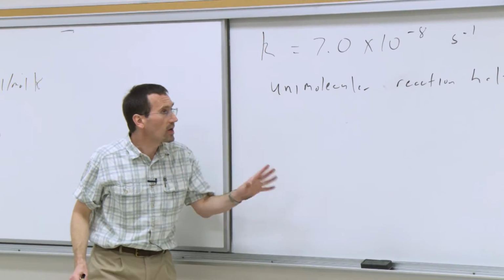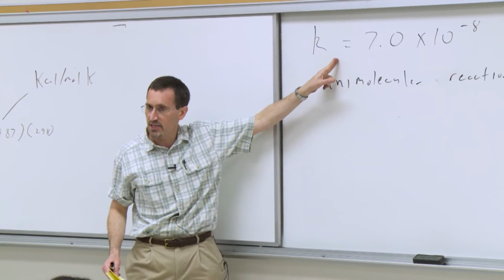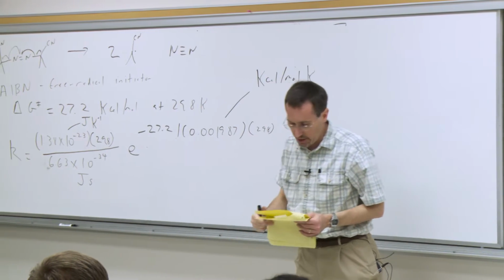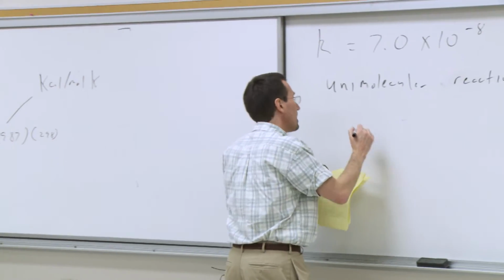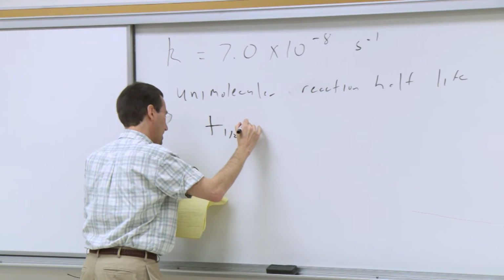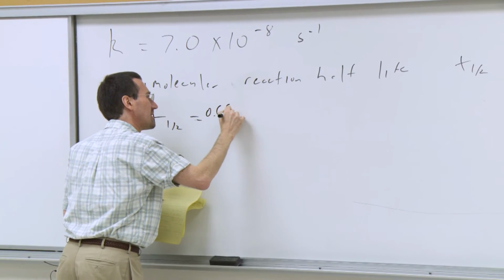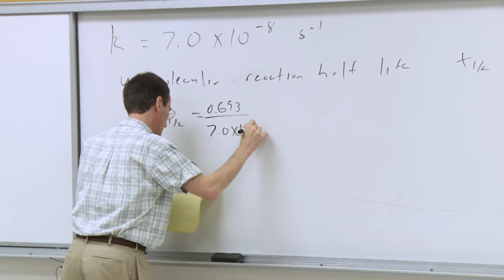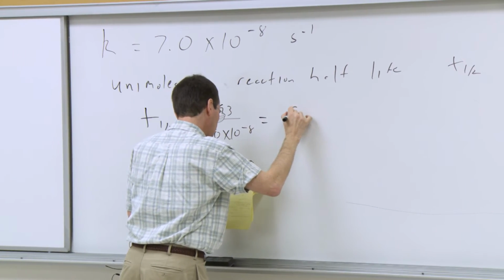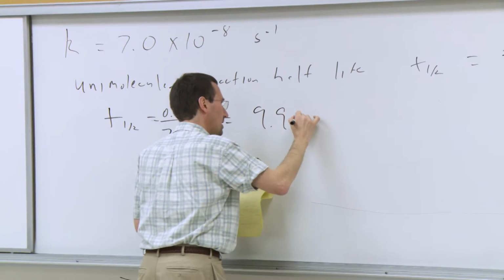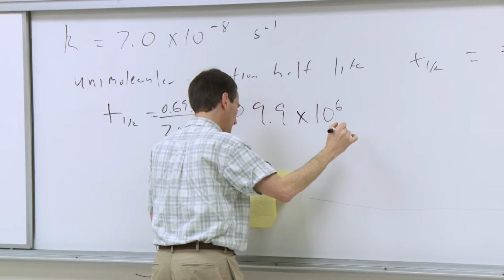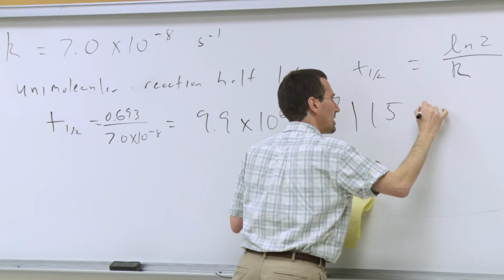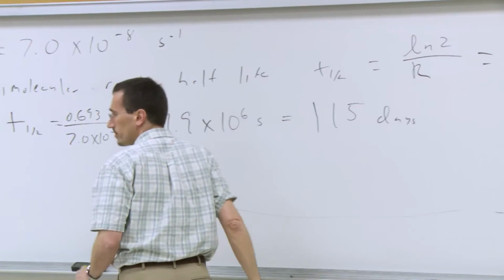Okay, great. Okay, so I want to translate this to the half-life of the AIBN reagent at room temperature. T1/2 is equal to 0.693 divided by 7.0 times 10 to the negative 8, which is equal to 9.9 times 10 to the 6th seconds, equals 115 days.